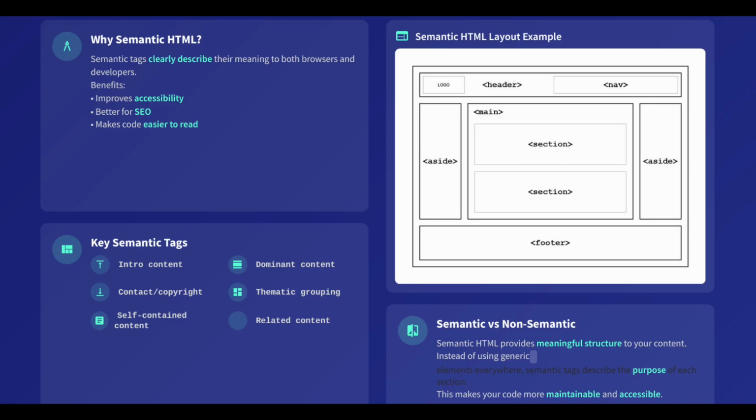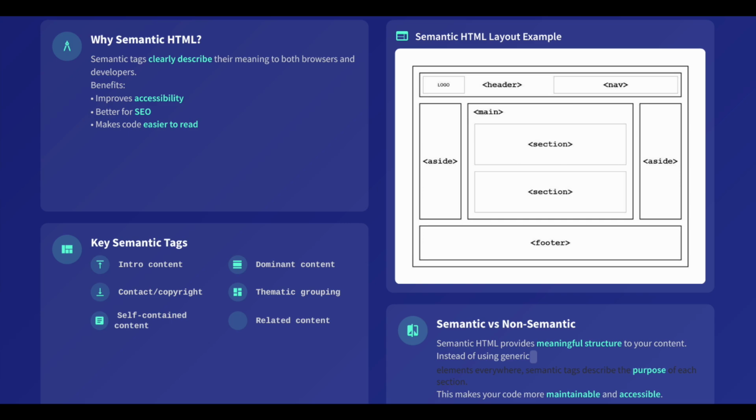So we'll see some semantic tags here. The header is for introductory content and navigation links. The main is for representing the dominant content of the body. Footer is for containing information like contact details, copyright, etc. Section is for defining a section in a document like a chapter or thematic grouping.